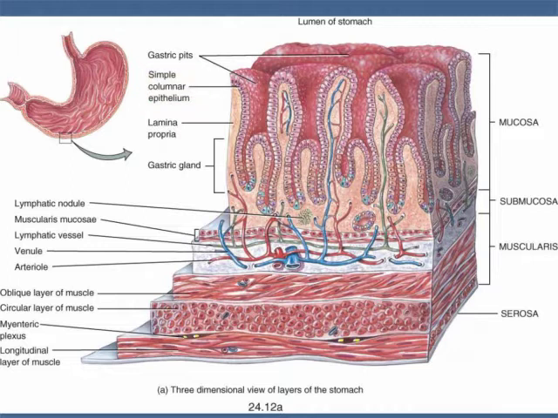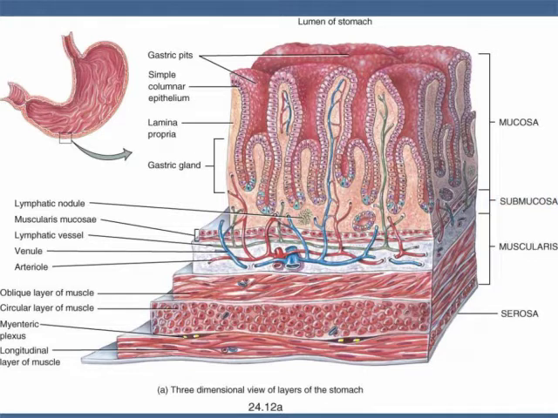Below that, you can see the lamina propria, and the lamina propria is where we have some areolar connective tissue, along with some capillaries and also some lymphatic capillaries. Below that, we see our submucosal layer, which contains the majority of the larger blood vessels, larger lymphatic vessels, and also the nervous tissue. Remember, the GI tract contains a lot of nervous tissue that helps to control contraction and movement of food throughout the GI tract.